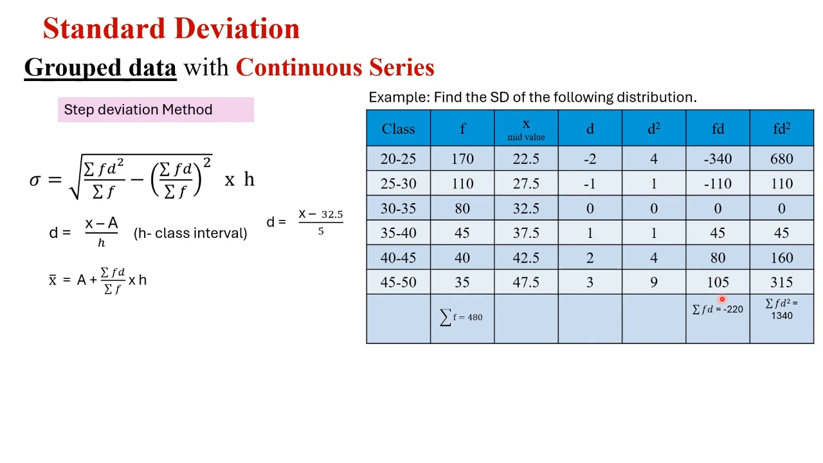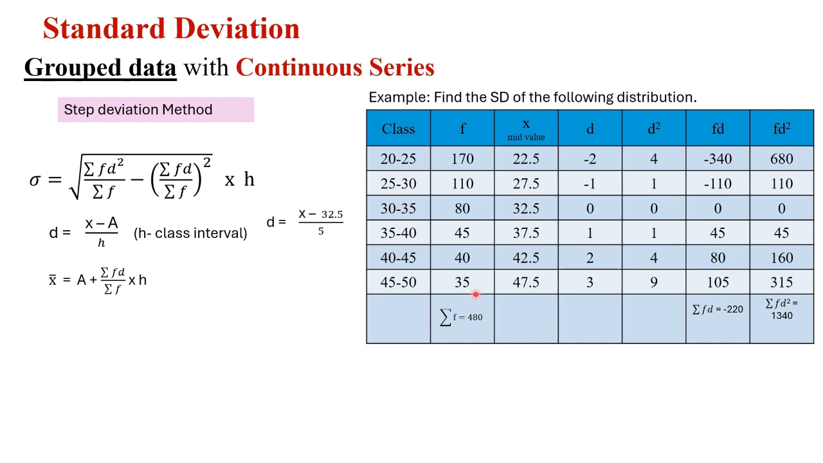Find fd square. 170 times 4 is equal to 680, 110 times 1 is equal to 110, 80 times 0 is 0, 45 times 1 is 45, 40 times 4 is 160, 35 times 9 is 315, total is 1340.